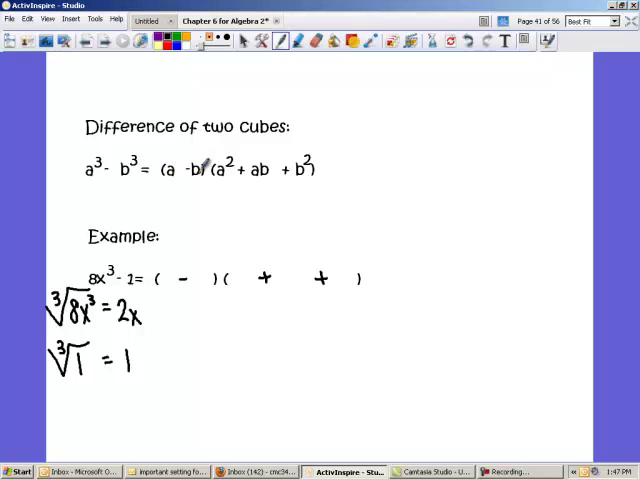We have a and b, so a goes here, and b goes here. A squared would be 2 squared and x squared, so that's 4x squared. Remember, you have to square the whole thing. And then we multiply a and b together, so 2x times 1 is 2x. And the last thing we have to do is square the b, so 1 squared is still 1. Now we're done factoring it.